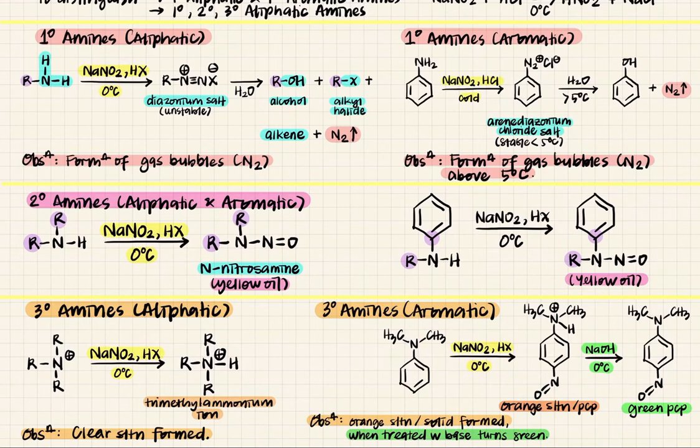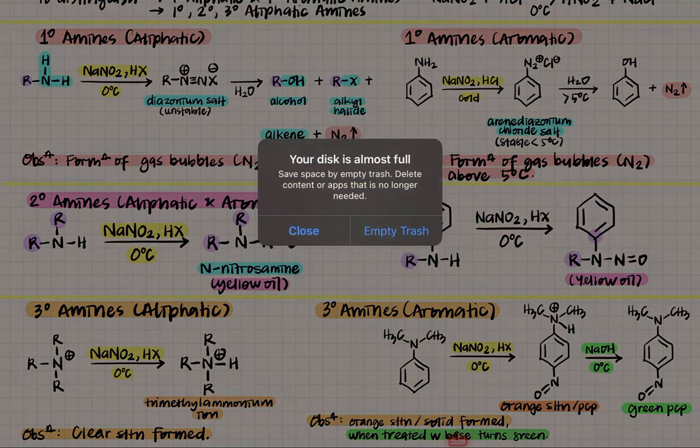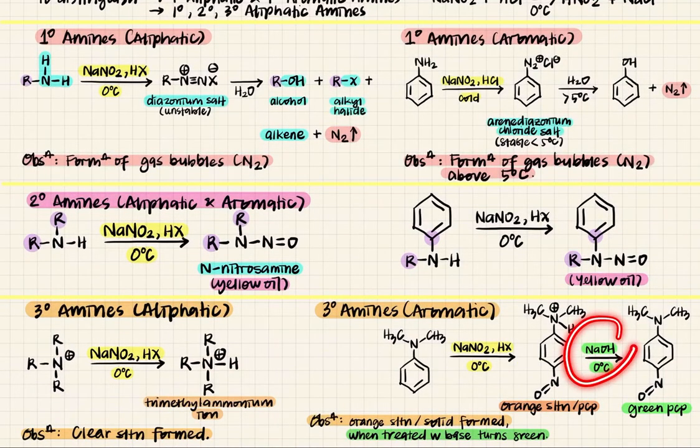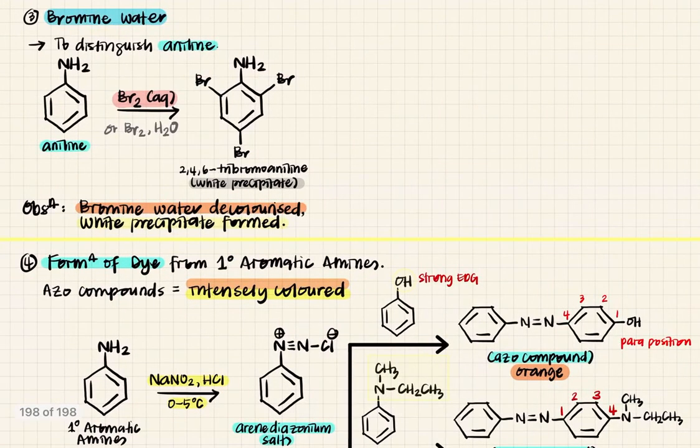Okay, so this is the first observation, followed by when you treat it with base at 0 degrees Celsius, you will remove this hydrogen using this base. Ni masuk sini. Then you will get a green precipitate. So the observation is orange solution formed, and when treated with base, it will turn green. Okay, so that's nitrous acid test.